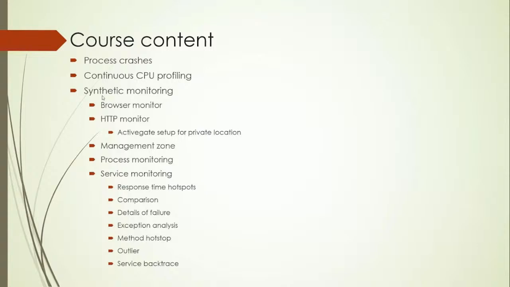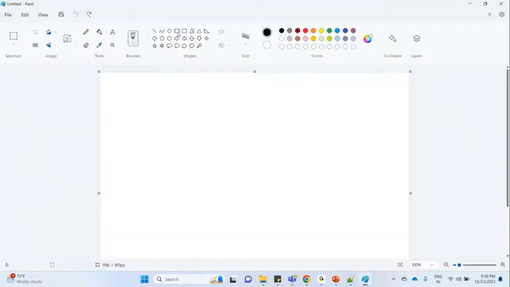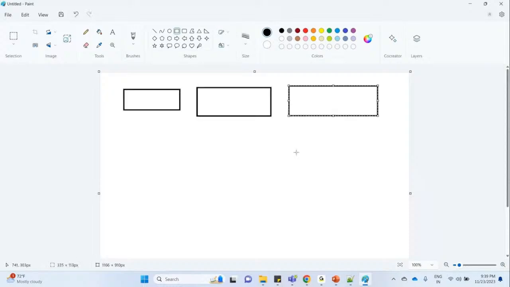And we perform HTTP monitors as well. Okay, and management zones are another critical concept of Dynatrace, which major organizations employ every time. I'll show you what a management zone really means. I have a certain set of servers. I have development. I have UAT. I have prod. It's not that all my servers have to be clubbed into one single group.